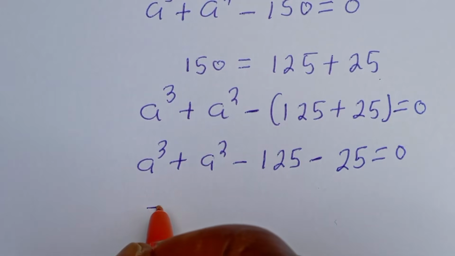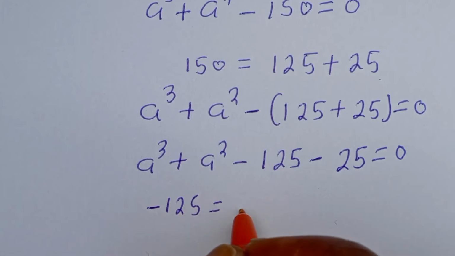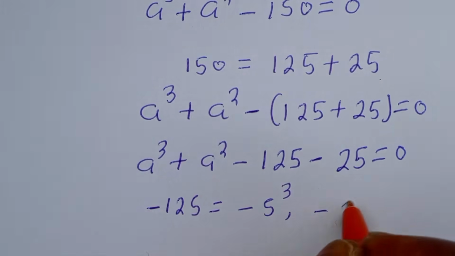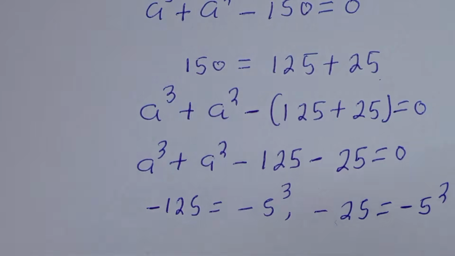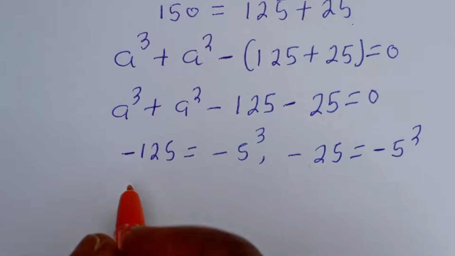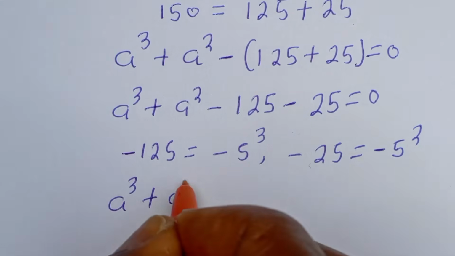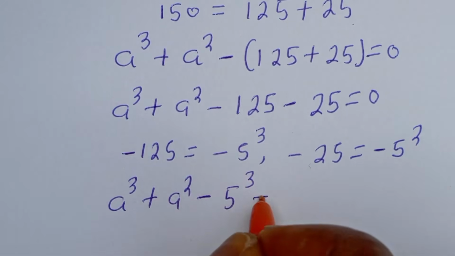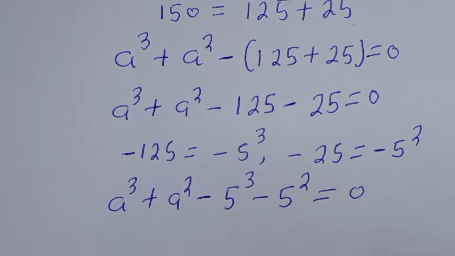Now, minus 125 is equal to minus 5 to the power of 3. Also, minus 25 is the same thing as minus 5 square. Then this is a to the power of 3 plus a square minus 5 to the power of 3 minus 5 square is equal to 0.